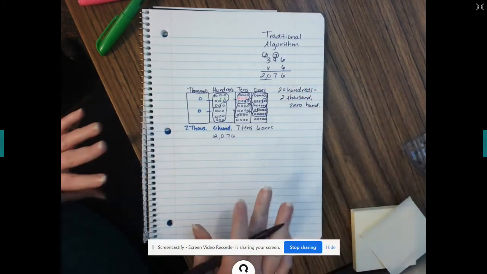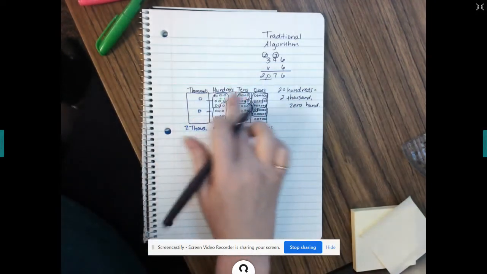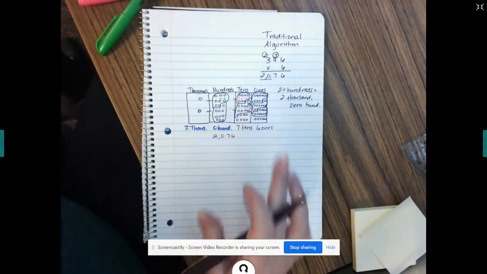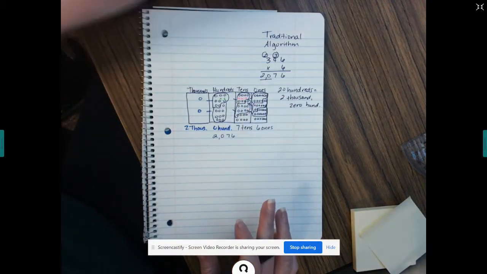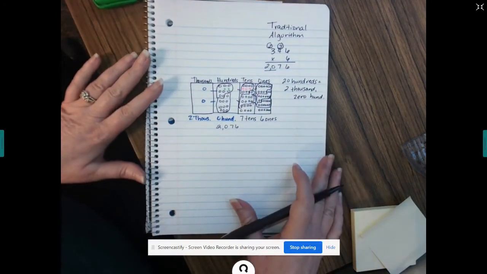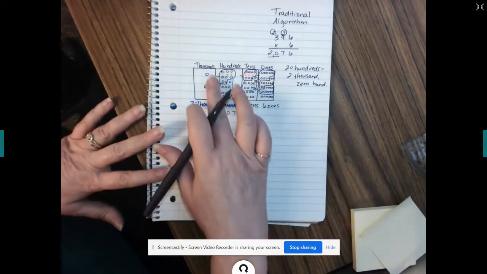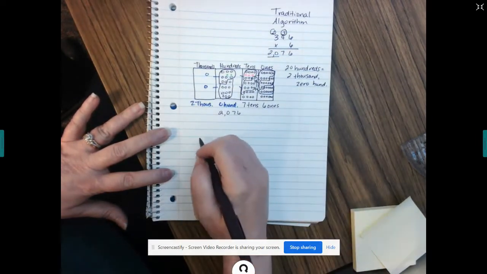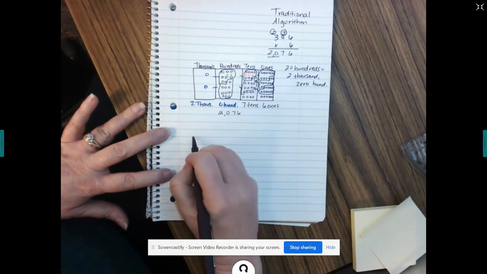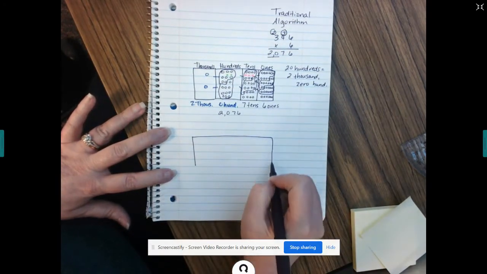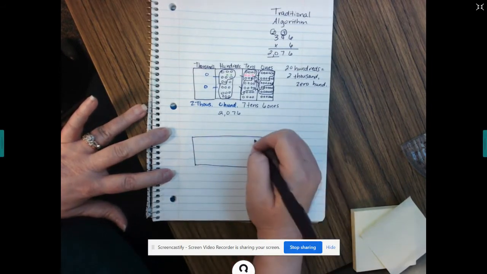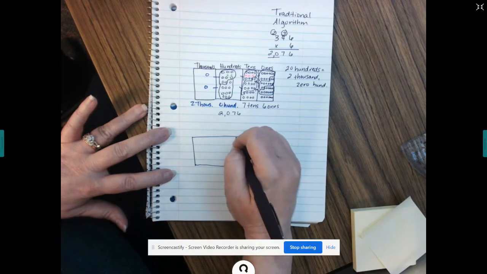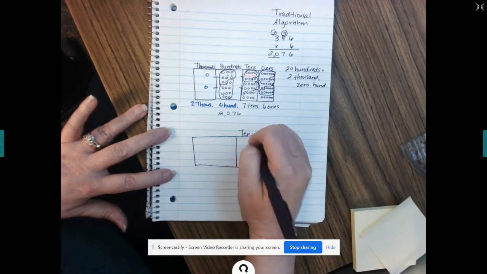Okay, so this is a lot of drawing, however. It takes a long time to draw these dots. So the next phase in understanding is to move away from drawing all of the dots. Now I'm still going to use this frame of ones, tens.